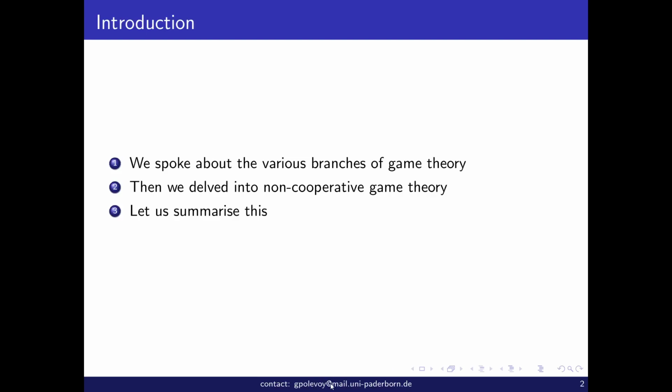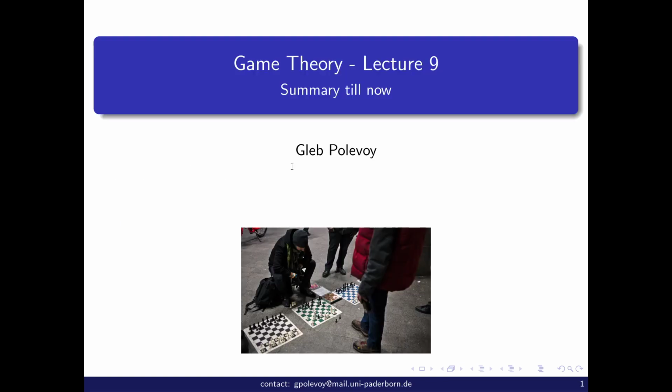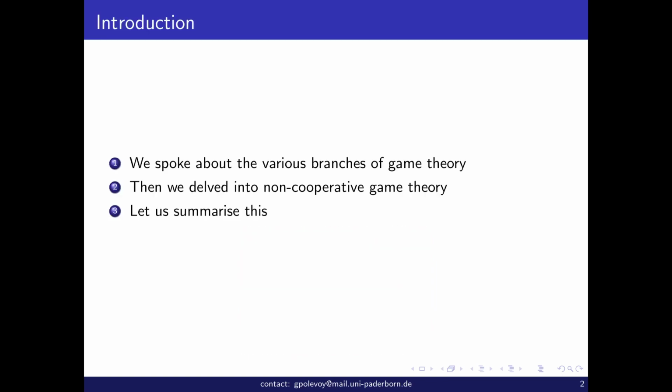So let us now summarize what we've been doing in the course till now. So we basically began by speaking about the various branches of game theory. Then we delved into the non-cooperative game theory, which is the branch of game theory where the basic model allows for any strategies, not just for how coalitions are formed or something else, but any strategies.